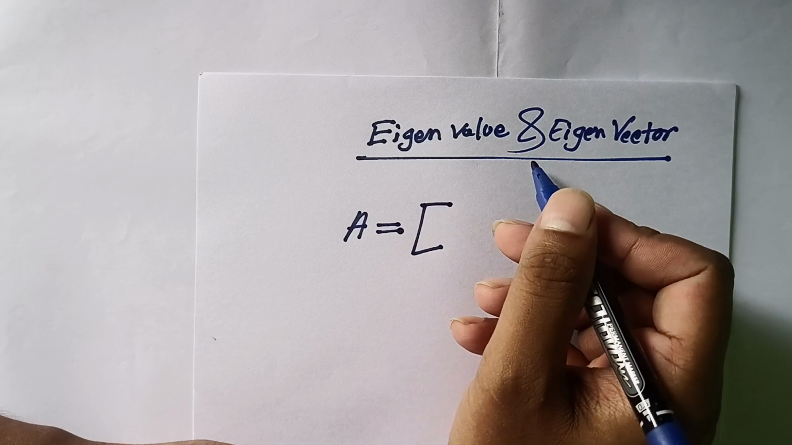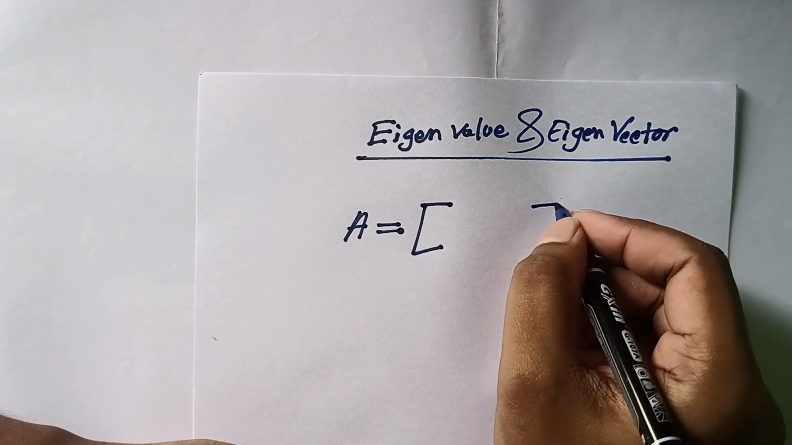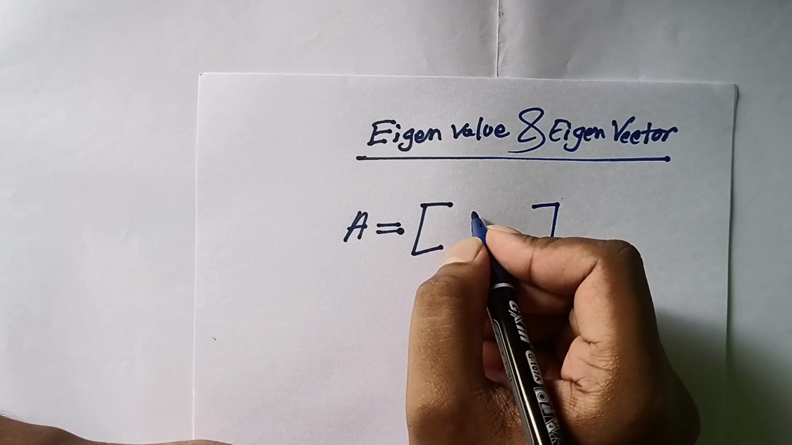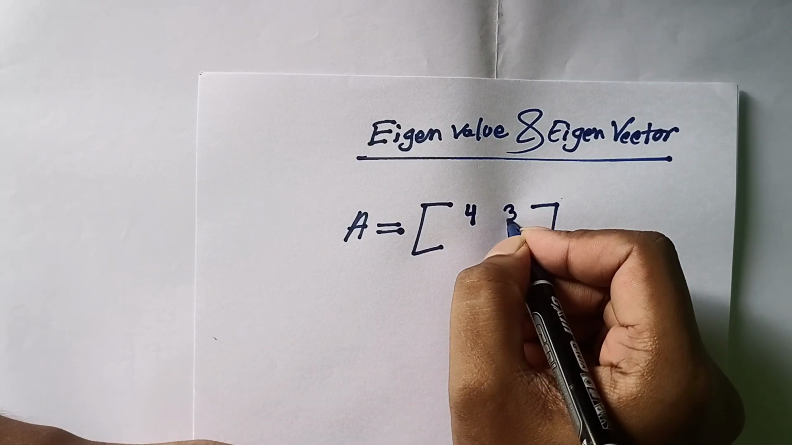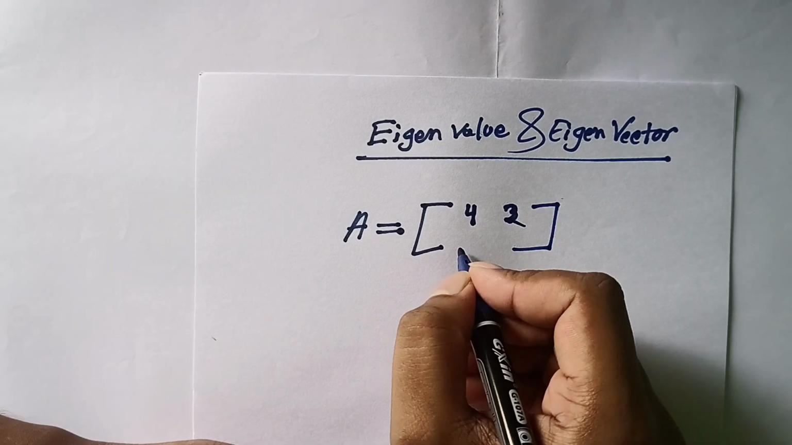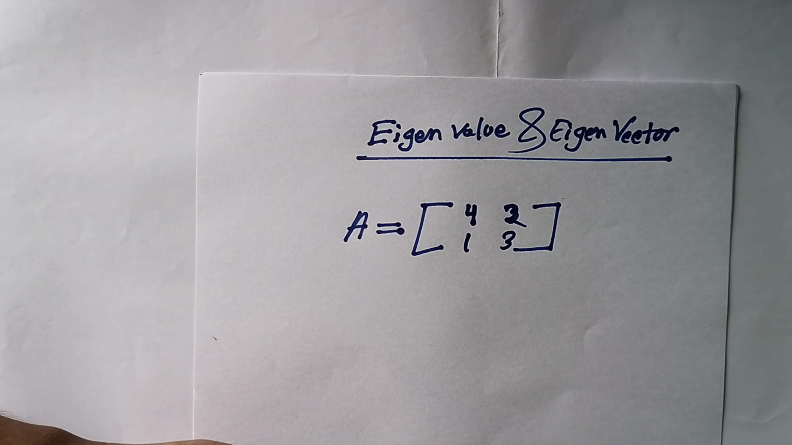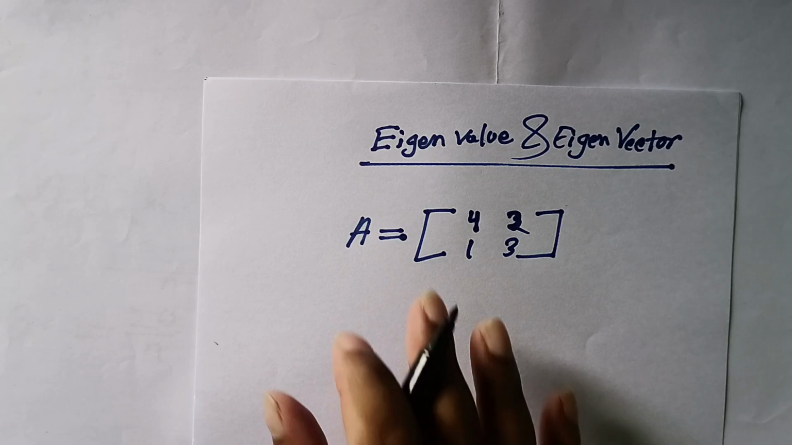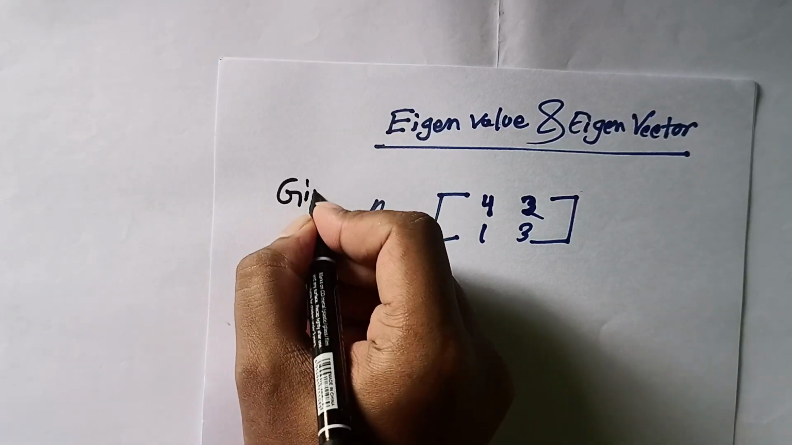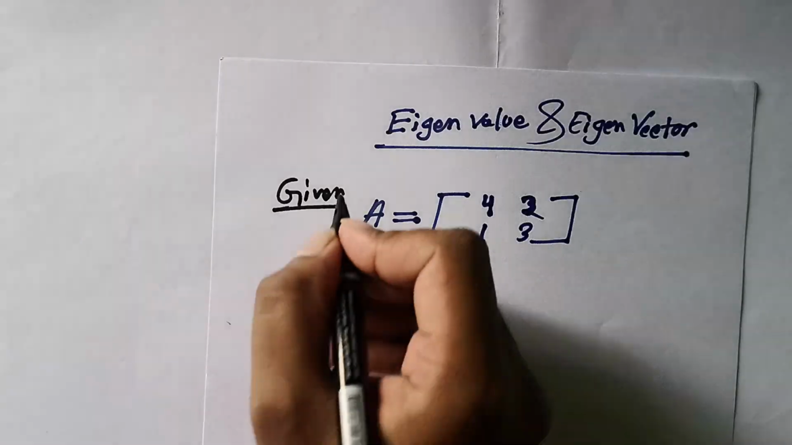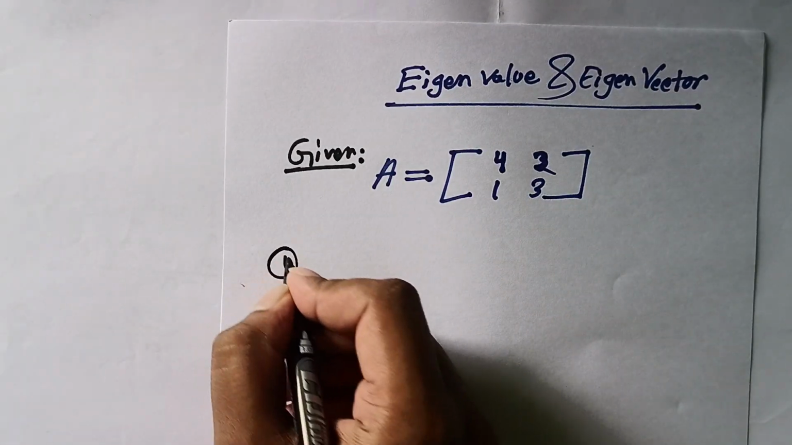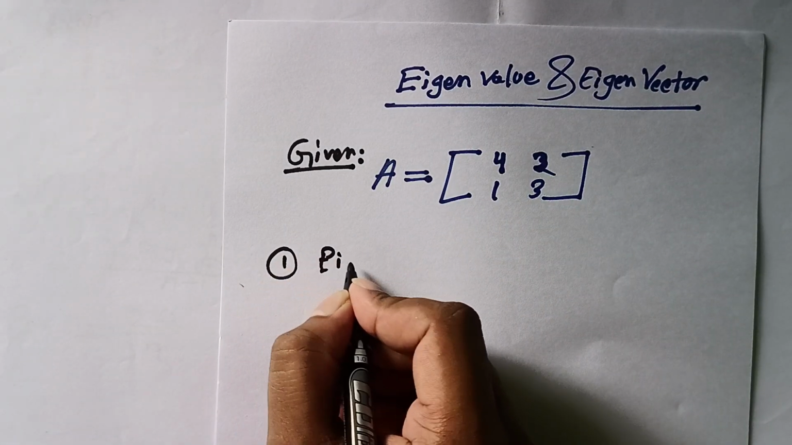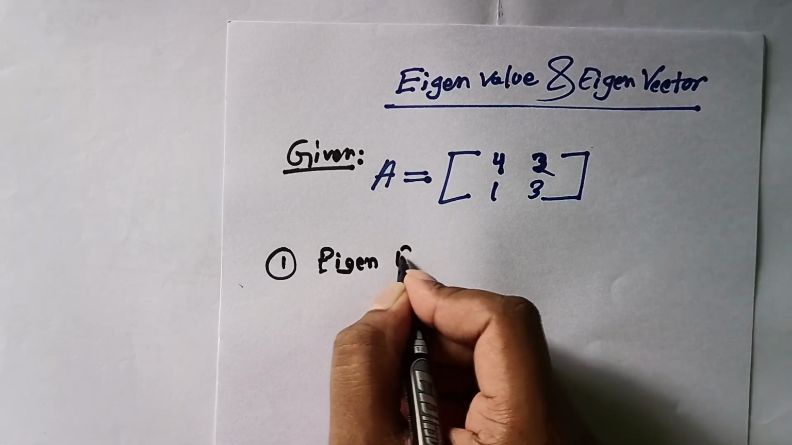To find out eigenvalue and eigenvector, the matrix definitely has to be a square matrix, say [4, 2; 1, 3]. So this is our given matrix. The first step is the eigen equation.